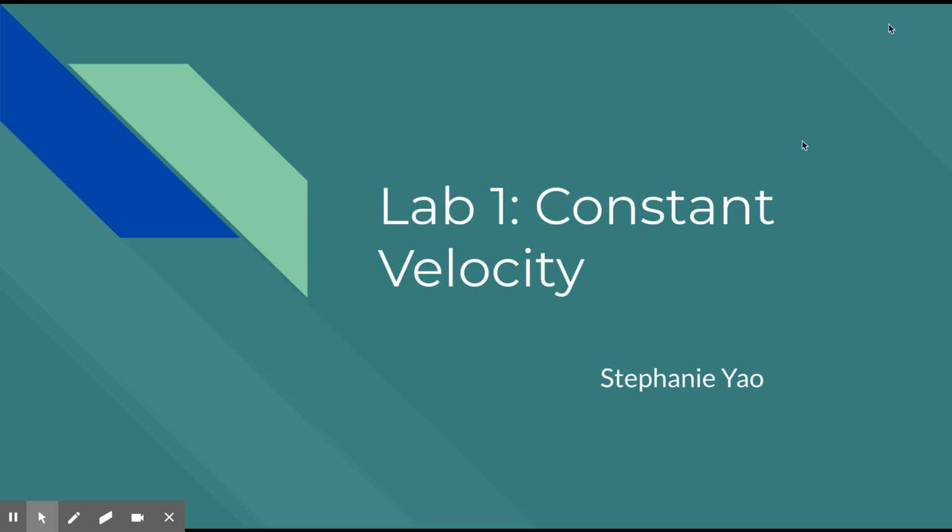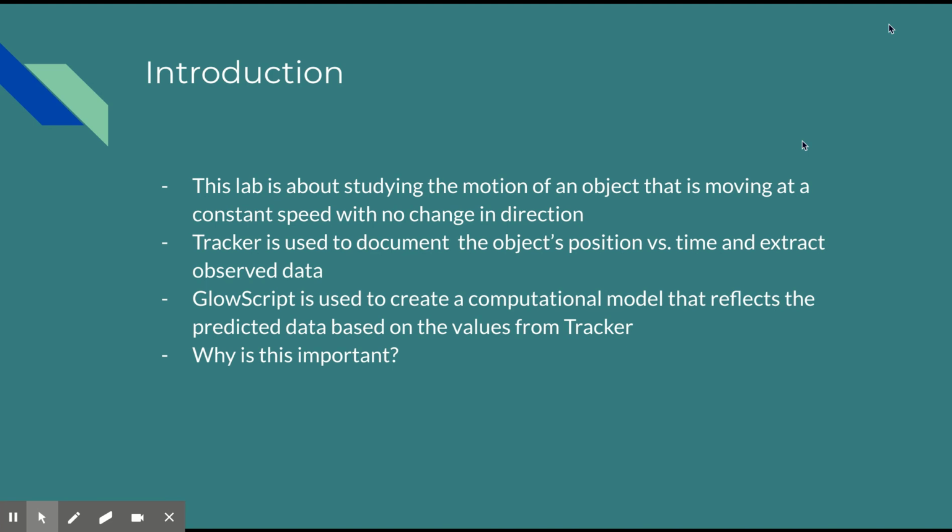This is my Lab 1 constant velocity video presentation. Lab 1 focuses on analyzing the motion of an object moving at constant speed with no change in direction. This can be done by taking a video of an object moving at a seemingly constant speed and using Tracker to document the object's position versus time in order to extract observed data. Afterwards, GlowScript can be used to create a computational model that reflects the predicted data.